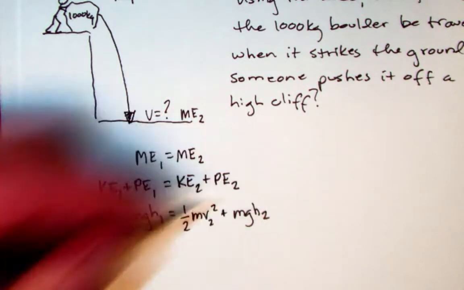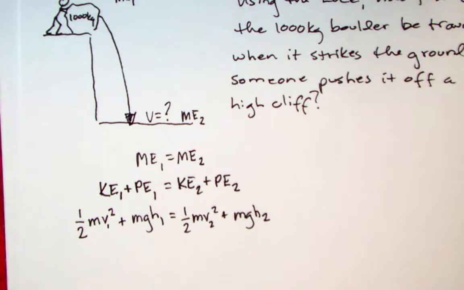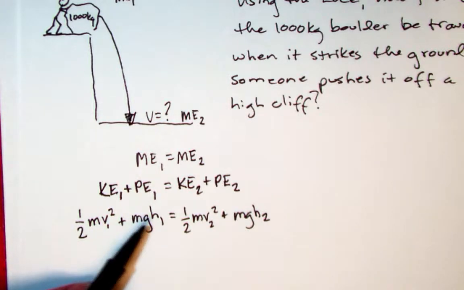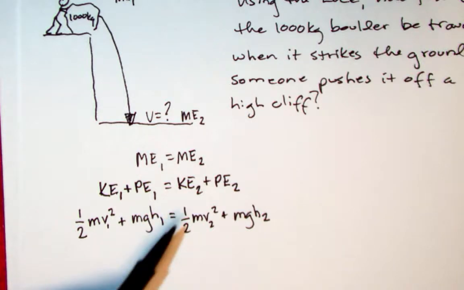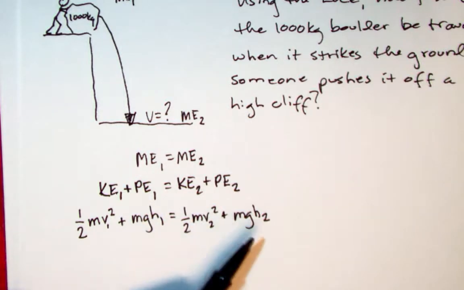mgh2. All right. So you look at that equation, and you're like, okay, there are a lot of things in there. What are all those things? We've got mass, we've got initial velocity, we've got mass, gravity, initial height, mass, our second velocity, mass, gravity, and our final height.